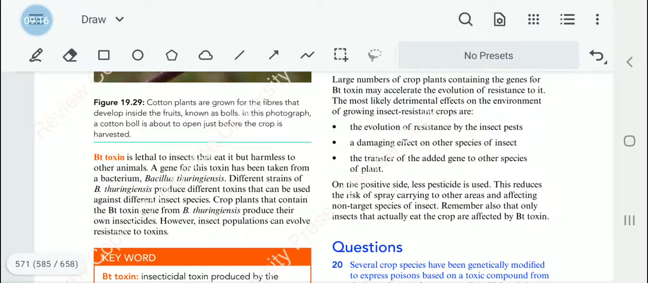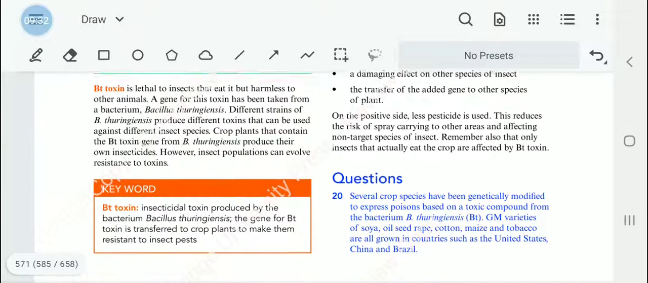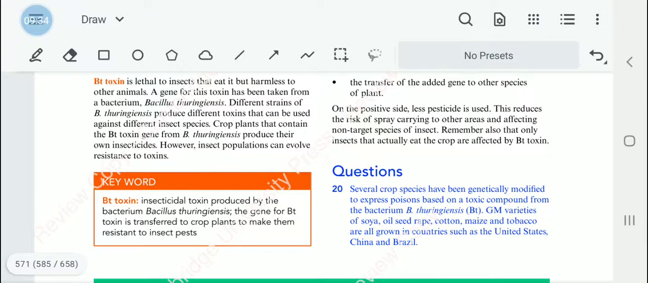For example, when you spray a pesticide, it kills off all the types of insects, target insects as well as non-target species of insects. But when you talk about Bt toxin, the insect will have to eat the seeds or the crop, and then only they will die.